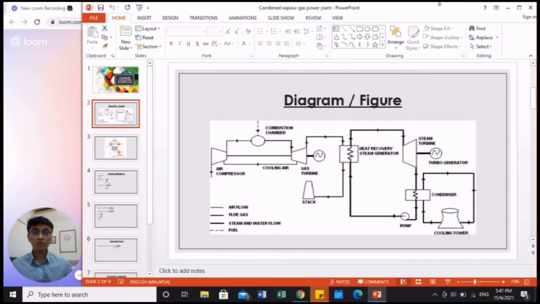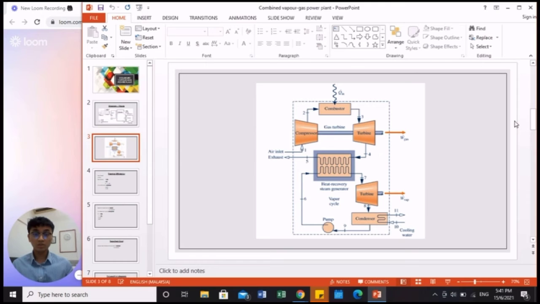I am going to be explaining and presenting about the combined vapor gas power plant. To start off, I am going to show you a diagram of the combined vapor and gas power plant. As shown here, there are a couple of elements involved in this power plant. Firstly, there is the air compressor, the combustion chamber, cooling air, gas turbine, stack, heat recovery steam generator, steam turbine, turbo generator, condenser, pump, and also cooling tower. Here, the lines represent each of the components respectively.